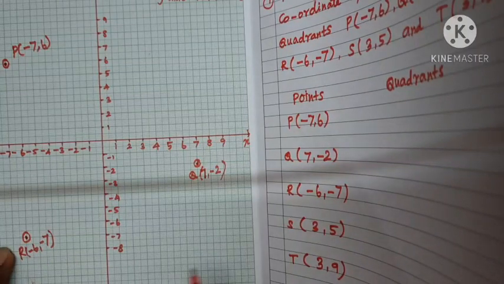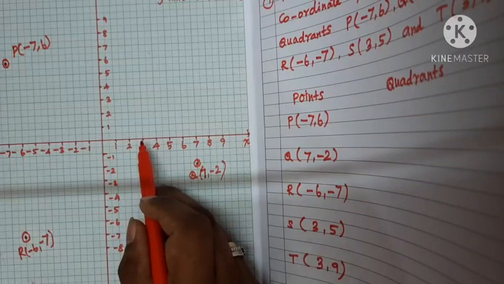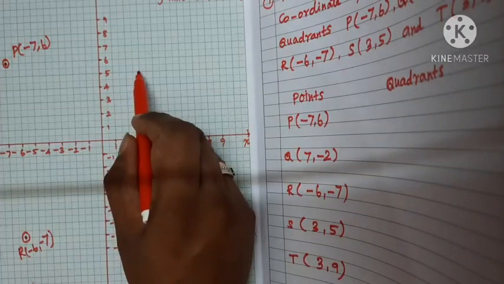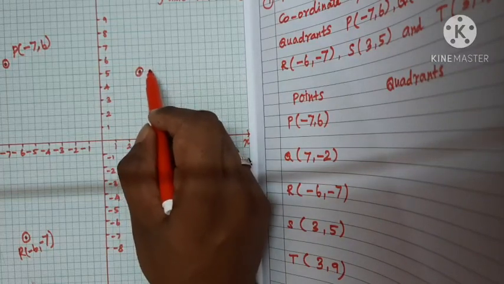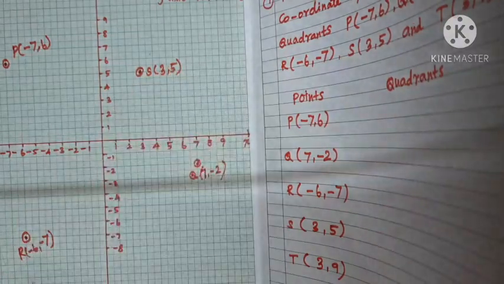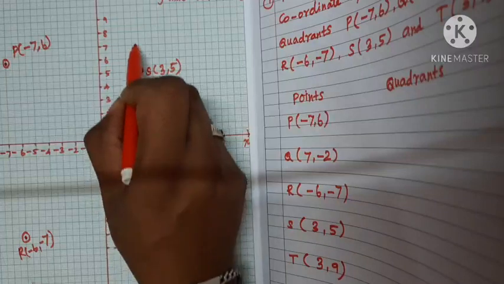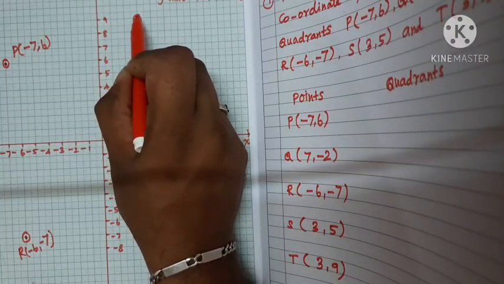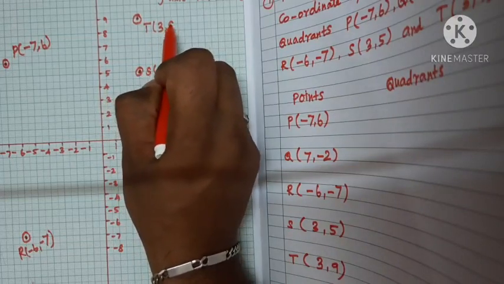Clear? And then the next point is S point, that is 3, 5. X-axis +3, y-axis +5. You have to plot the point S, 3, 5. Clear? And then the next T point is 3, 9. X-axis 3, y-axis +9. This is what? T, 3, 9.